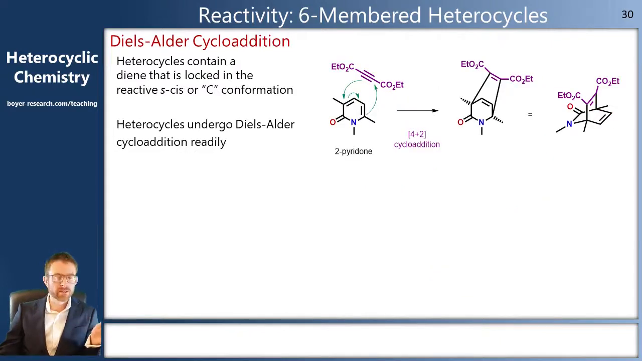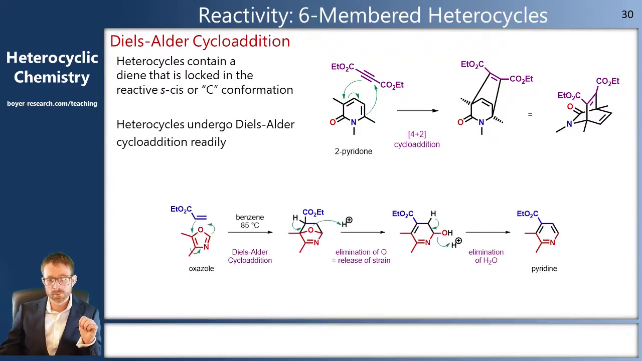It doesn't have to be 5-membered heterocycles. We can see here this is a pyridone. It has that diene as part of the backbone locked in there. And this also undergoes a 4+2 cycloaddition. And this last example is really interesting because we get a 4+2 cycloaddition between an oxazole and an alkene. The resulting 6-membered ring has a strained oxygen across the middle, which can be eliminated, and then water can be left in the molecule to give us a pyridine. So this is a reaction that transforms an oxazole into a pyridine.